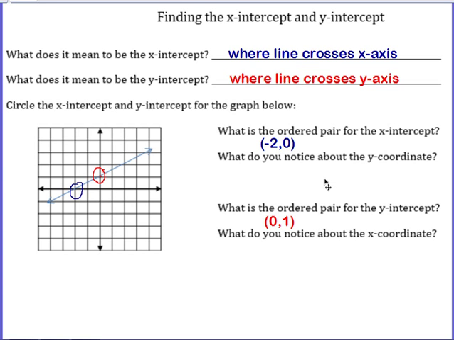And then the reverse is true for the y-intercept. The x-coordinate will always be 0 because we're just moving up and down the y-axis and not left and right at all. So it's backwards, you've got to remember. For the x-intercept, y is 0. For the y-intercept, x is 0.